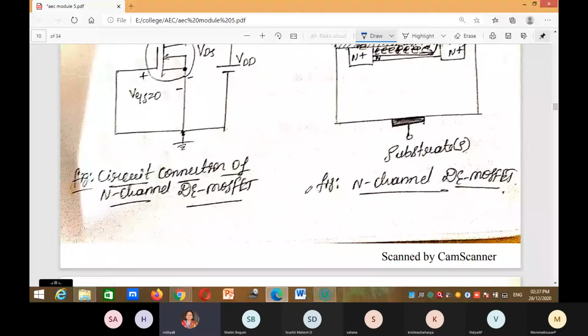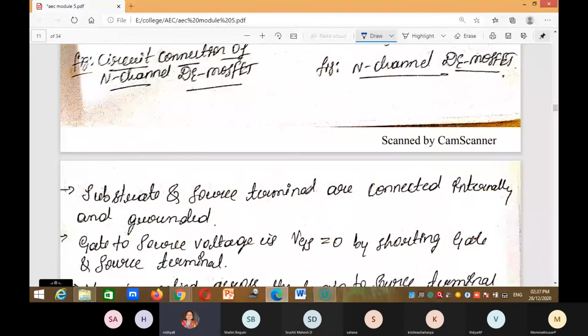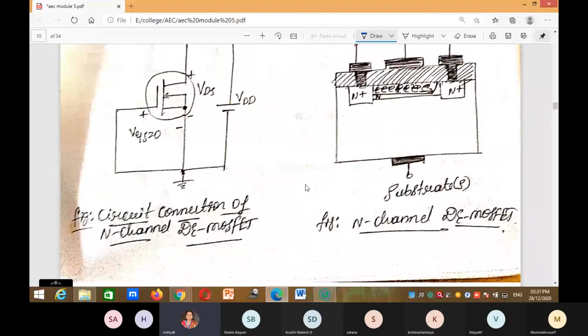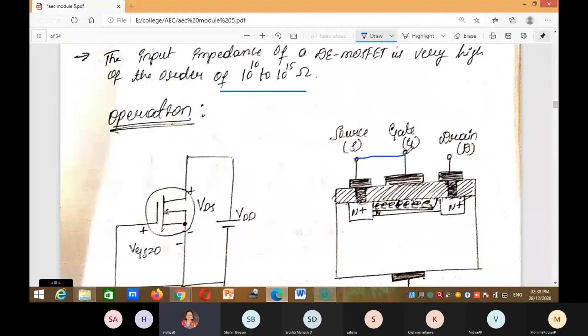First, we shall consider that the substrate and source terminal are connected internally and grounded. Next is VGS equal to 0. By VGS equal to 0 we mean we can short these two lines. Next, VDS is applied across the drain and source.